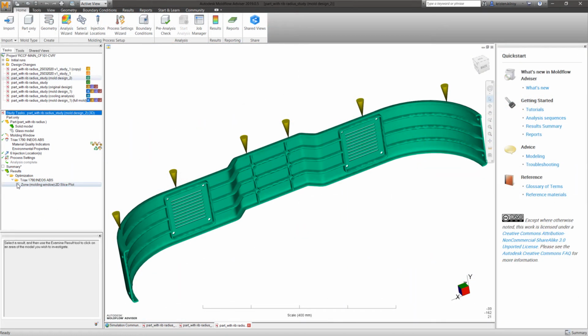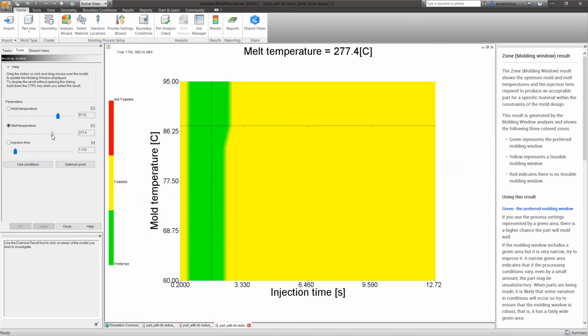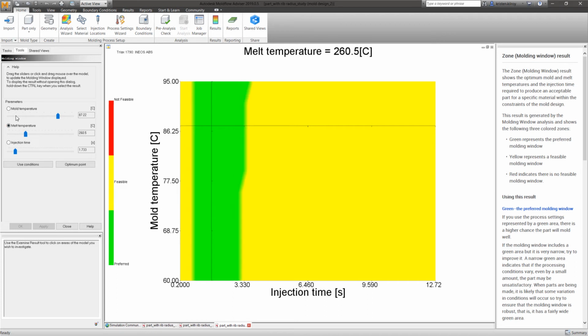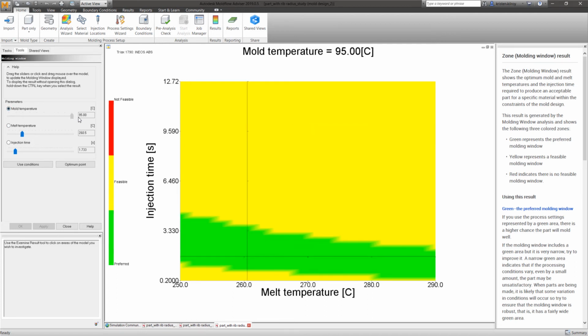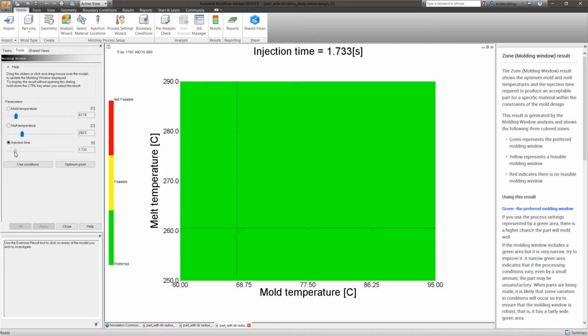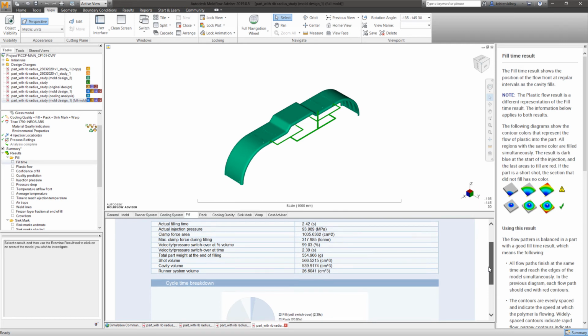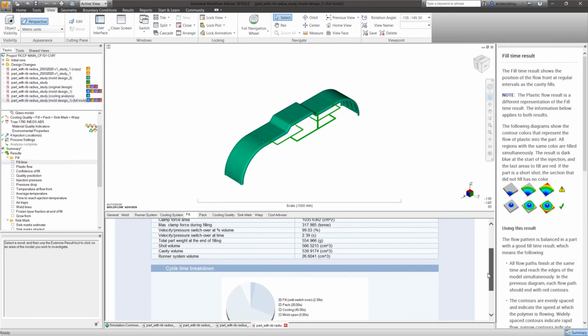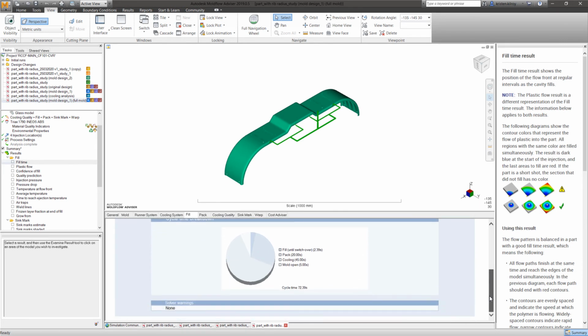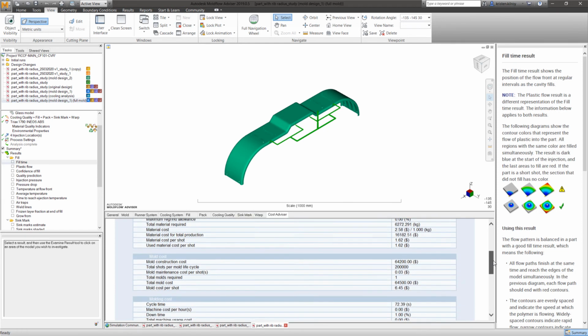Simulation also provides the opportunity to optimize processing windows, leading to fewer delays during the first test shots of a mold. Autodesk Moldflow Advisor empowers the part designer to simulate and optimize part designs early in the design cycle, producing higher quality parts while saving time and money on post-mold build changes.